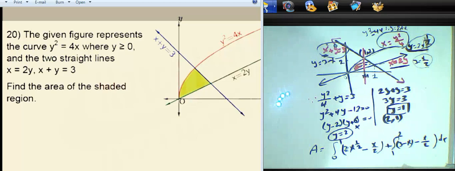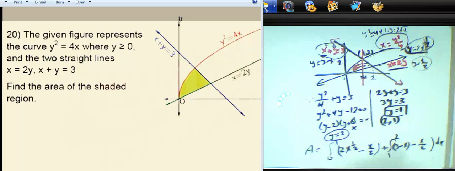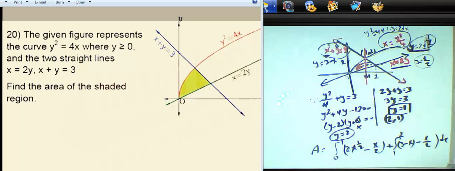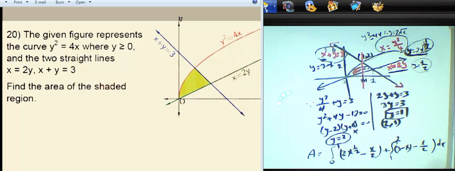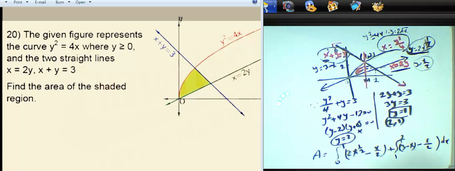The integration will be what by using the calculator? The result will be 11 over 6. Okay, my students, the result will be 11 over 6.